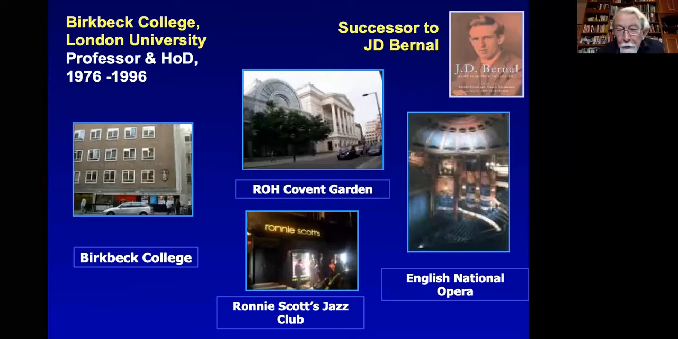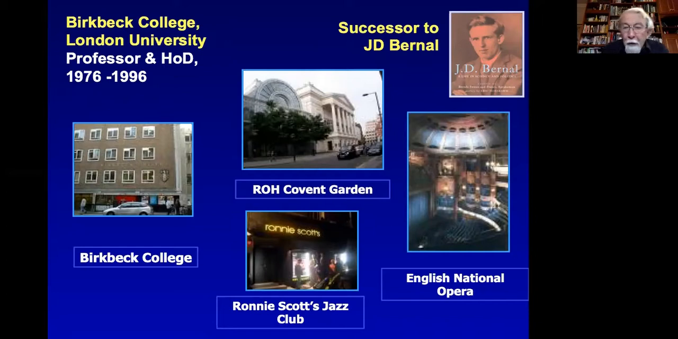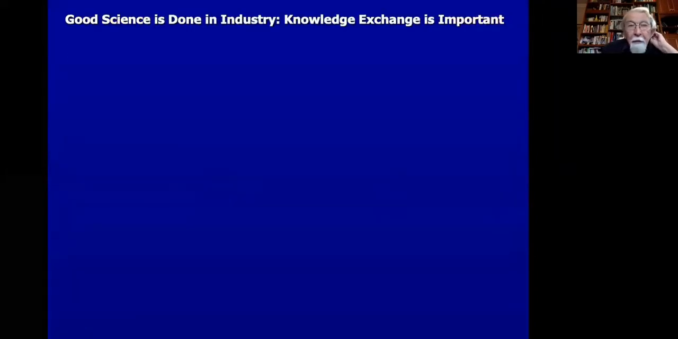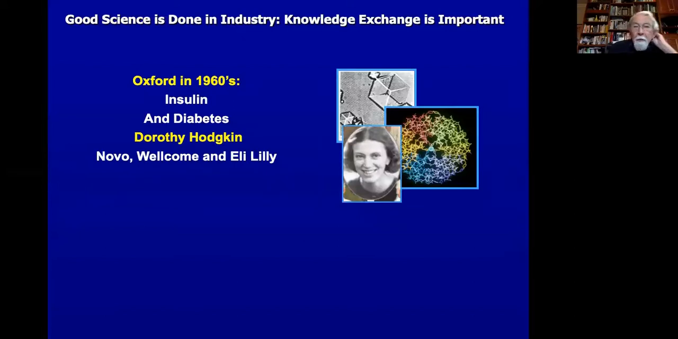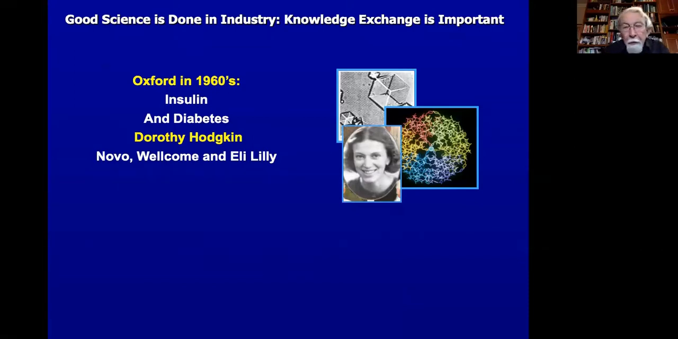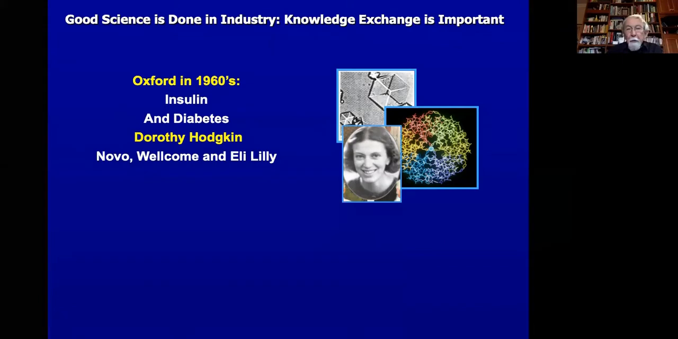And they were, of course, not only jazz at Ronnie Scott's Jazz Club, but also opera at the English National Opera and the Royal Opera House in Covent Garden. So I enjoyed 20 years in London, and realized while I was there that what I'd learned in Dorothy's lab, I was forgetting some things, but I could relearn them.